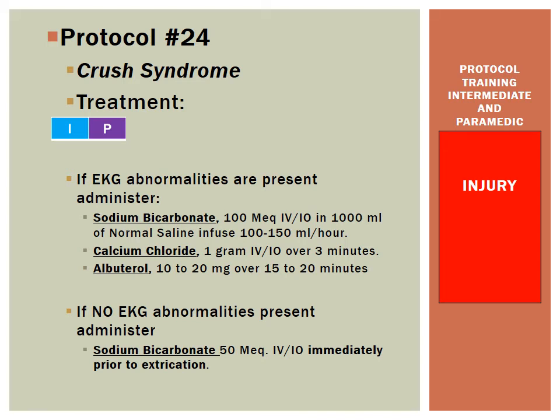Okay, so if the EKG abnormalities are present, that is the peaked T waves, the wide QRS, and the absence of a P wave, our INP level providers are to administer sodium bicarbonate, 100 milliequivalents mixed in 1,000 mLs of normal saline, and they're going to infuse 100 to 150 milliliters an hour. Calcium chloride, 1 gram IV/IO over 3 minutes, and albuterol, 10 to 20 milligrams over 15 to 20 minutes. If no EKG abnormalities are present, but we still have a crush syndrome patient, we need to administer sodium bicarbonate, 50 milliequivalents IV/IO immediately prior to extrication.